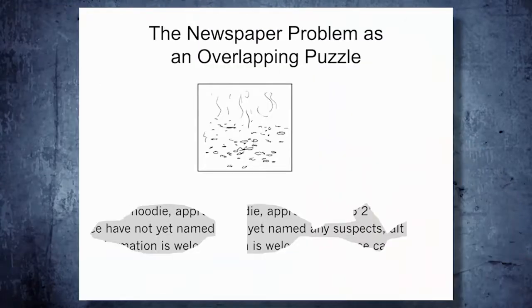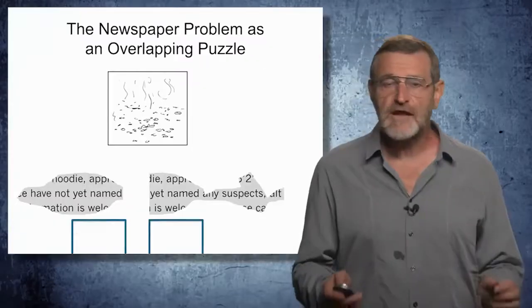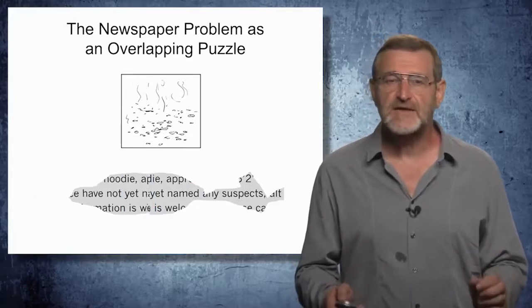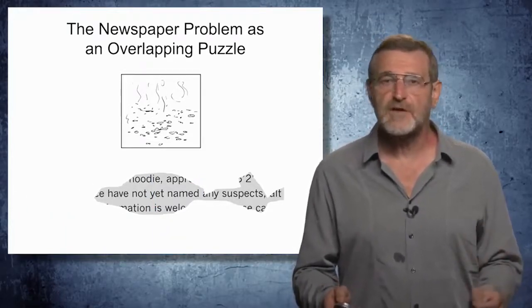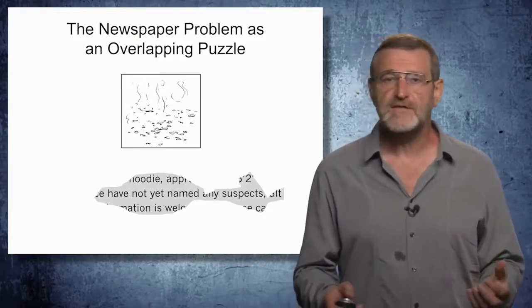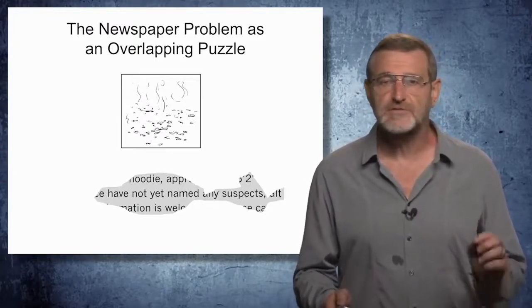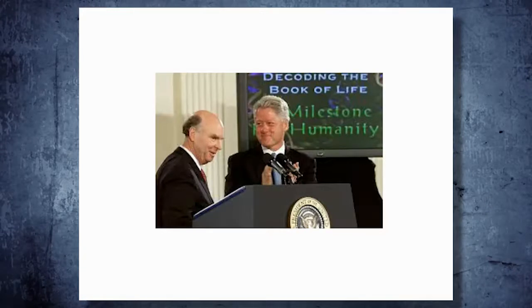A natural way to solve the newspaper problem is to consider it as an overlapping puzzle. Look at different pieces and try to match them together, like this. And then, slowly but surely, you hopefully will be able to assemble the whole genome. And that's roughly how the human genome was assembled in 2000.